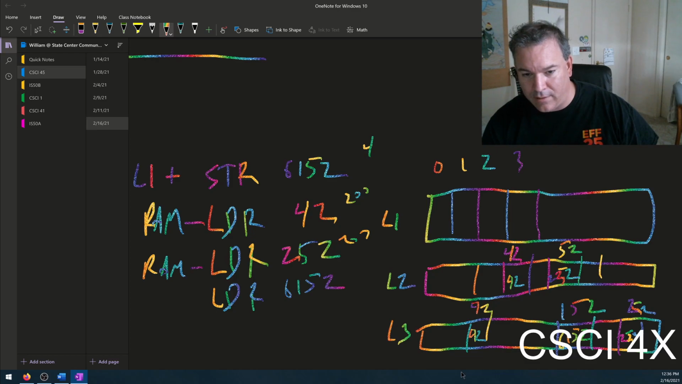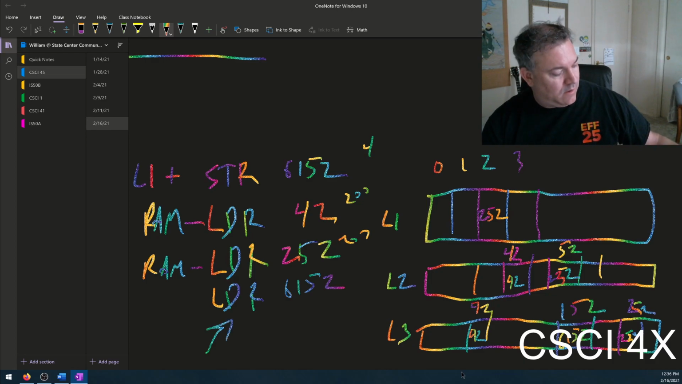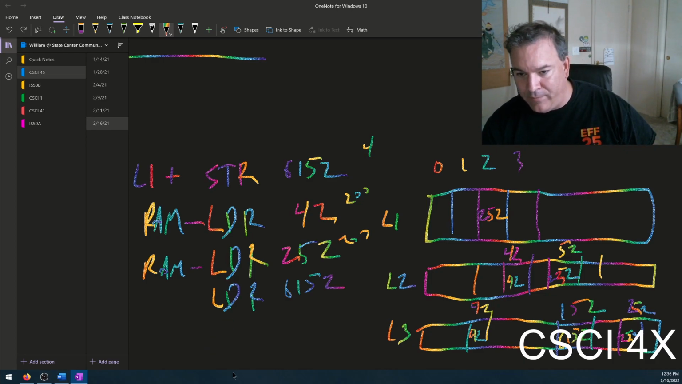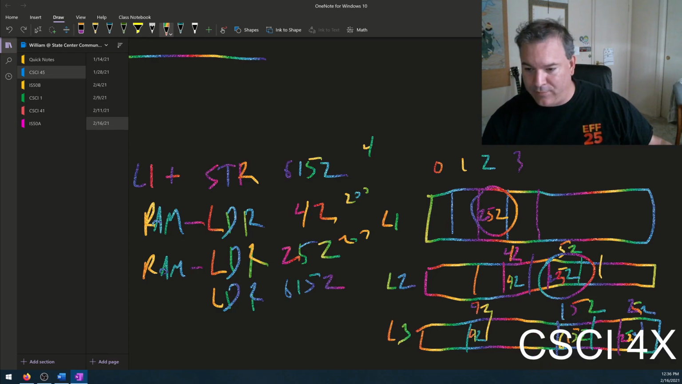And so now this is what the cache is going to look like when we do this one. So when we do 6152, it's going to check L1 cache. Nope, not there. It's going to check L2 cache. Nope, not there. It's going to check L3 cache. Yes, it's there. Okay, so this is an L3 cache hit. And we'll say the cost for that is 75.